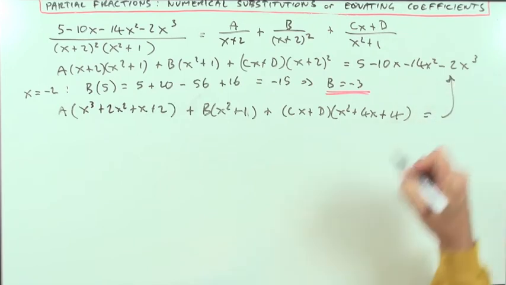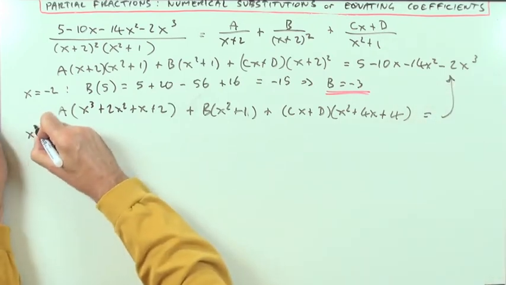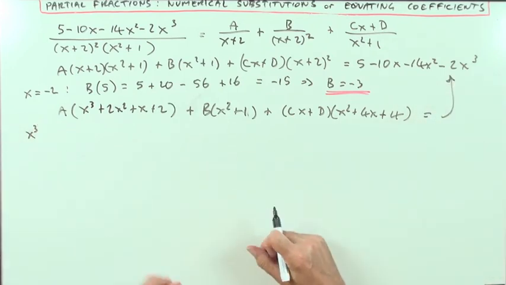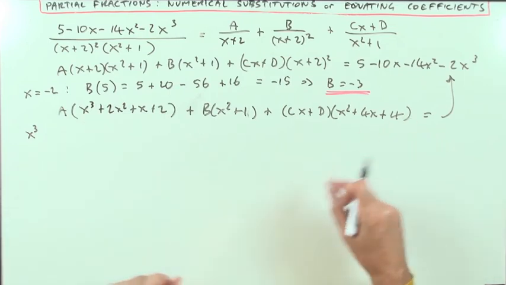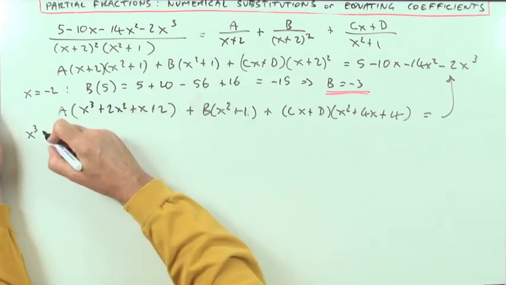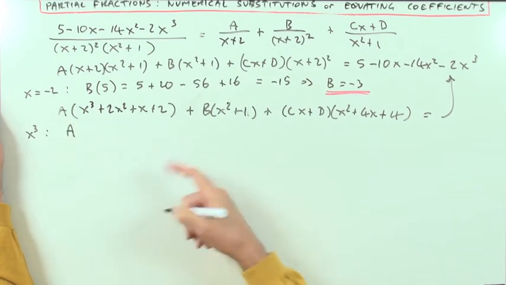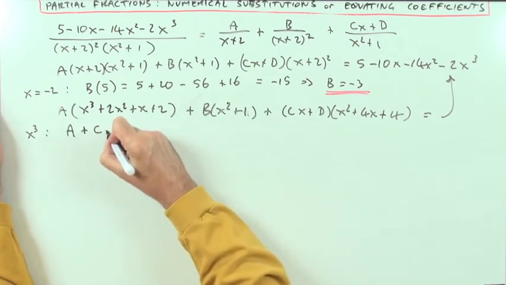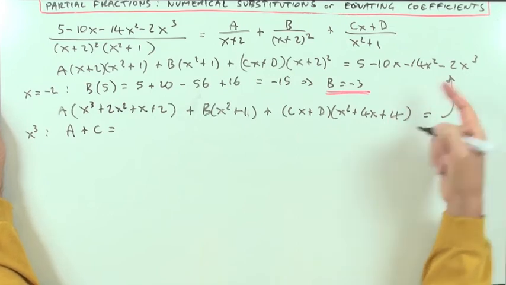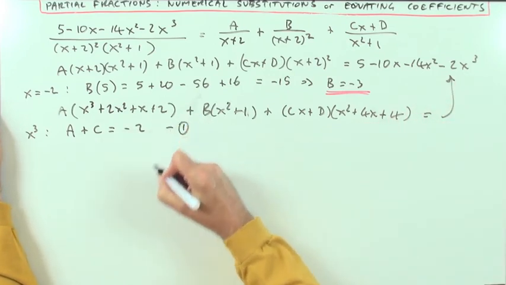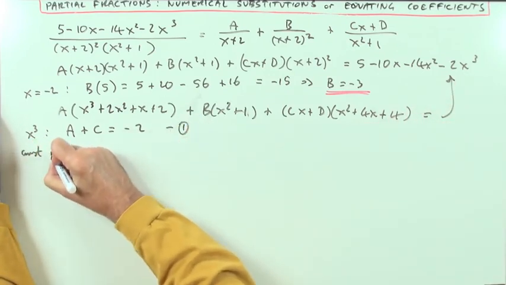Equals this thing here. Right, the easiest ones are the outside ones. The x cubes and then the constants. Never mind all the gubbins in the middle. So for the x cubes, I'm just going to have an a, none there, and a c. So a plus c equals the x cubes coefficient, negative 2. Straight away, very quick.